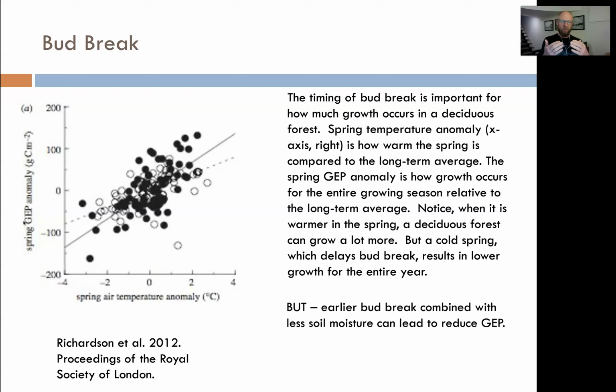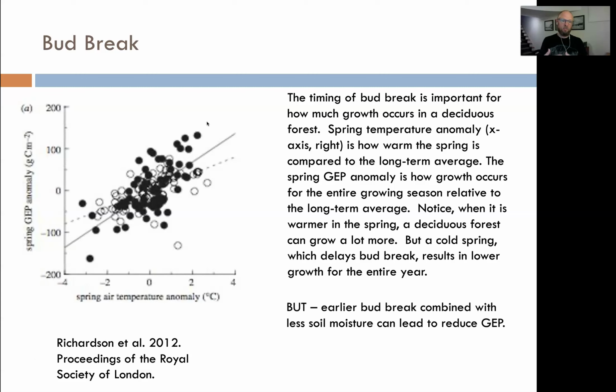A positive value means the ecosystem is taking up lots of carbon. A negative number means it's actually releasing carbon in respiration. And so what you see here is that whenever spring temperatures are warmer than normal, GEP, or carbon accumulation, is greater than normal. So in this case, warm temperatures in the spring cause earlier bud break and allow plants to accumulate more carbon throughout the growing season.